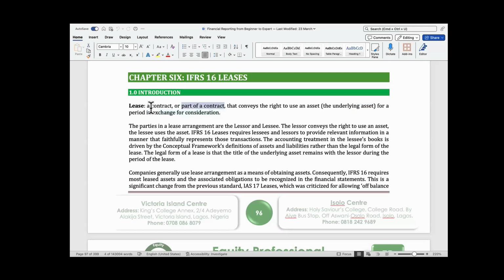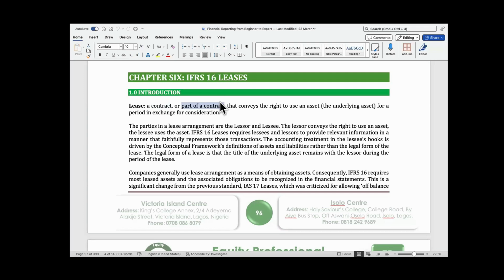So when you have a lease, there has to be a contract, because without a contract, you cannot even have a lease. There has to be a contract. The contract must back it up before you can have a lease. It could simply be part of a contract, in the sense that the lease might just be a component of it, in that the contract deals with some other items, that lease is just part of it.